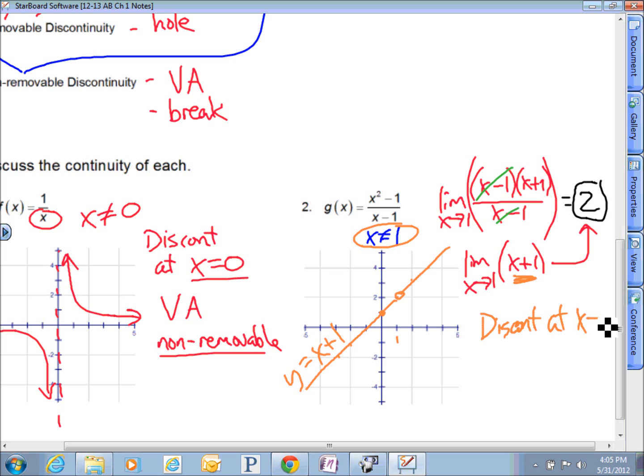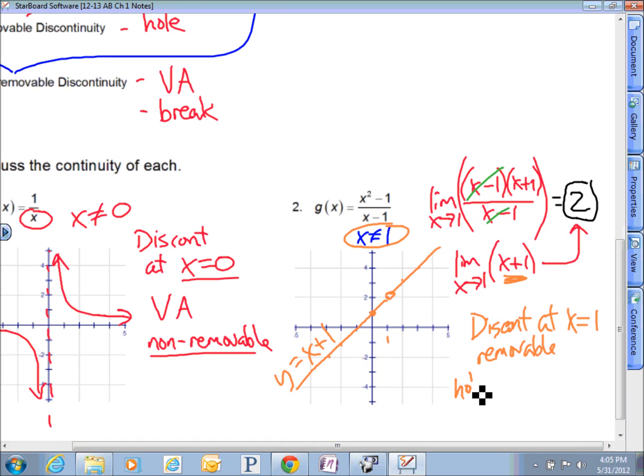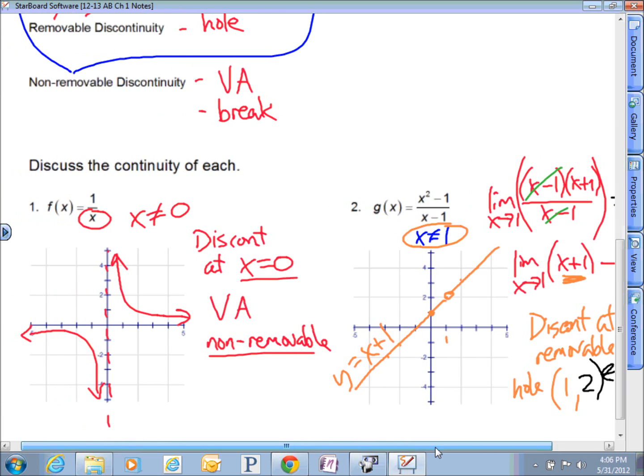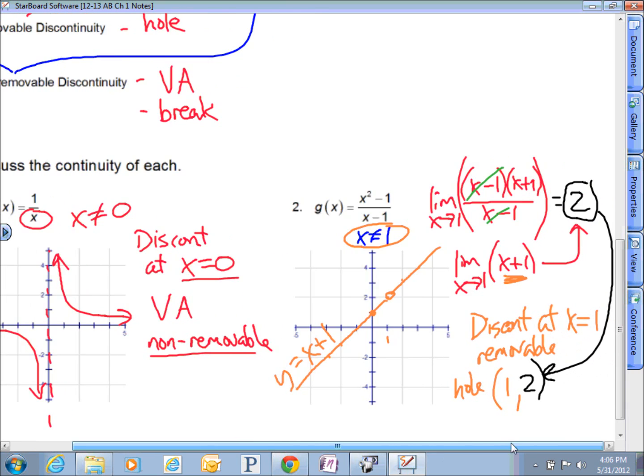at x equals 1. It would be removable, and I would know, based on figuring out this limit, that the place that this thing is technically discontinuous, there's a hole at the point x equals 1, y equals 2. So in successfully overcoming this limit, I would find out where the hole in the graph is. So problem number 1, non-removable asymptote. Problem number 2, removable hole in the graph at x equals 1. Finish the limit, y equals 2.